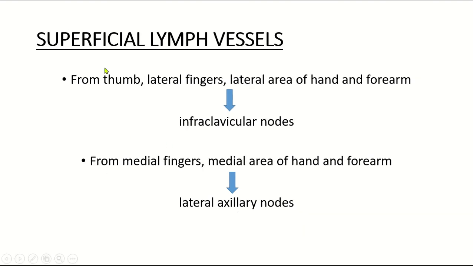The superficial lymph vessels from thumb, lateral fingers and lateral area of hand and forearm go into the infraclavicular nodes. From the medial fingers, medial area of hand and forearm, they terminate in the lateral axillary nodes.